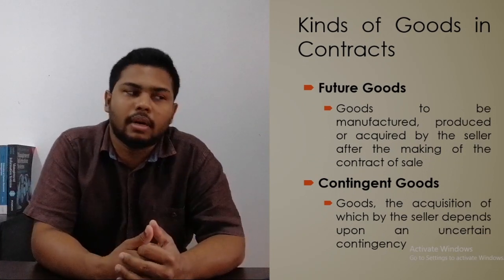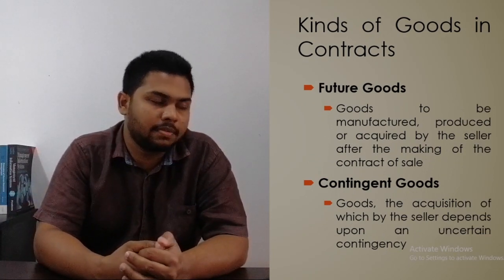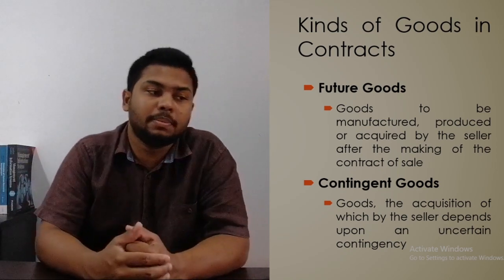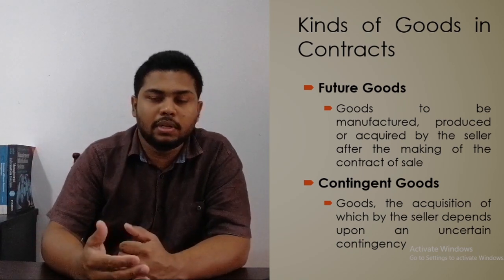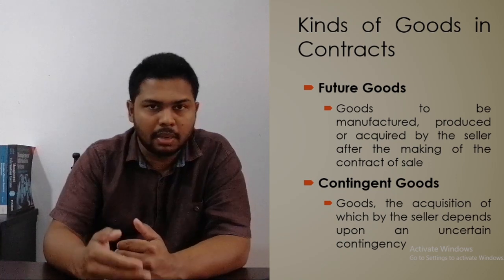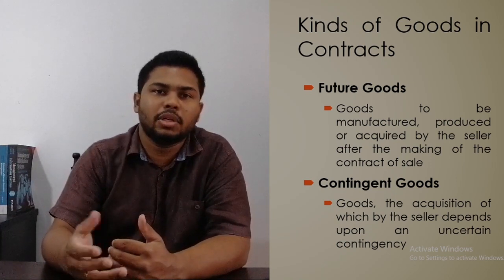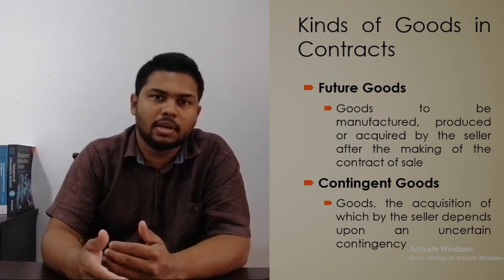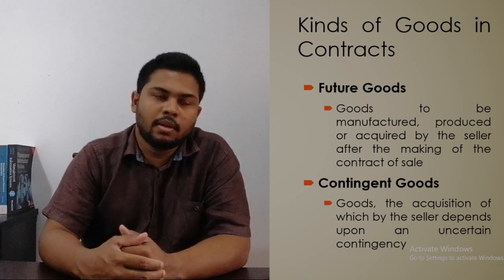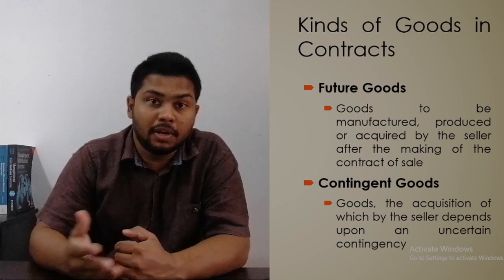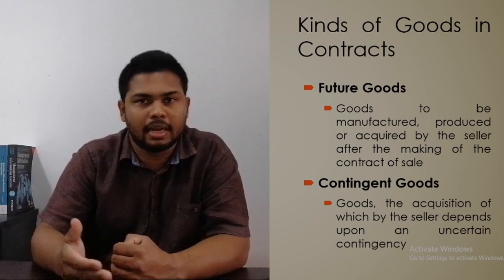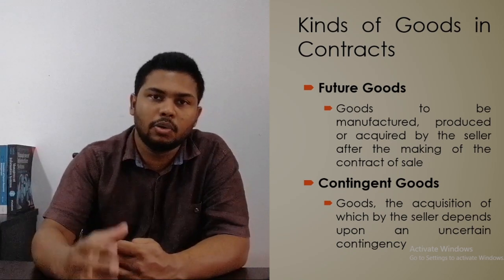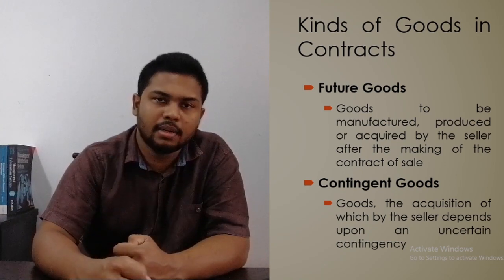Then moving to the other part, there is another type, which is future goods. Future goods are goods to be manufactured, produced or acquired by the seller. Even though you have come into an agreement, the sellers still have the authority to sell them, and that can be either a sale or an agreement to sell. When it comes to future goods, of course, they haven't been made yet, but they can be in the processing plant. The seller can agree with the buyer to sell a good which is not yet manufactured.